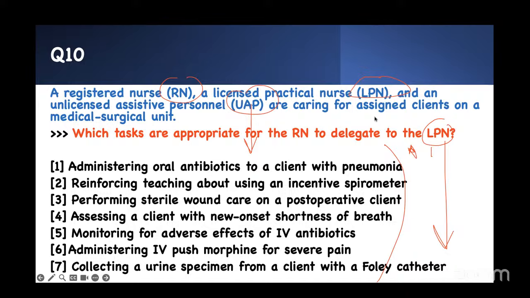So this one, who do you give it to? LPN. Administer oral antibiotics to a client with pneumonia. Reinforcing teaching about using an incentive spirometer. Performing sterile wound care on a post-op client. Assessing the client with new onset shortness of breath. Monitoring for adverse effects of IV antibiotic. Administering IV push morphine for severe pain. Collecting a urine specimen for a client with a Foley catheter. Put down your answer. Let me know what you think. What tasks do you think the LPN is allowed to do?